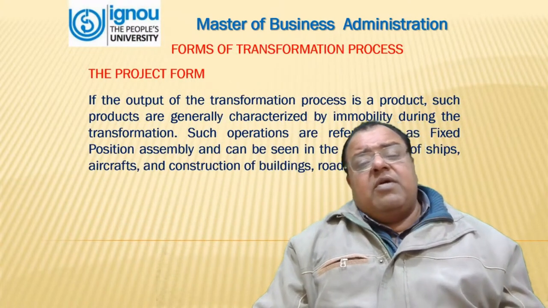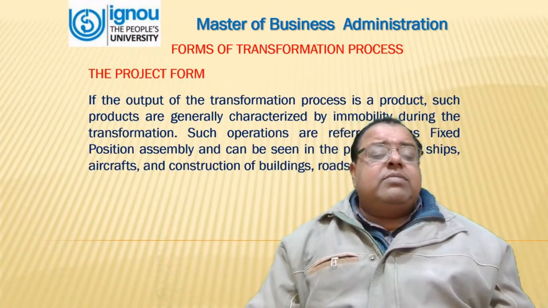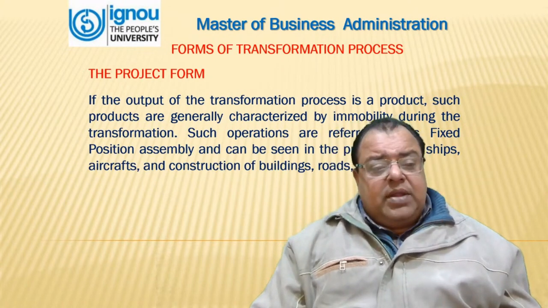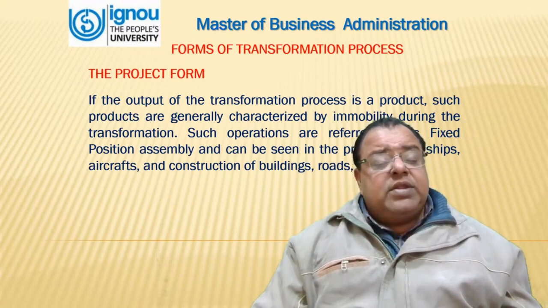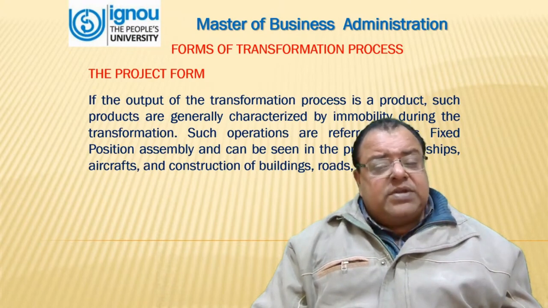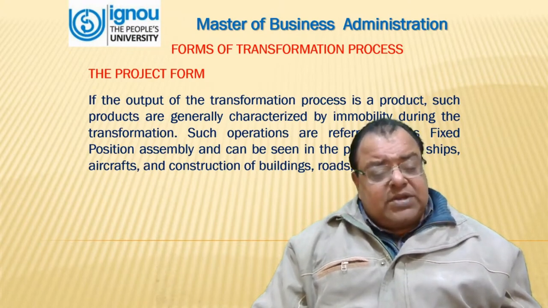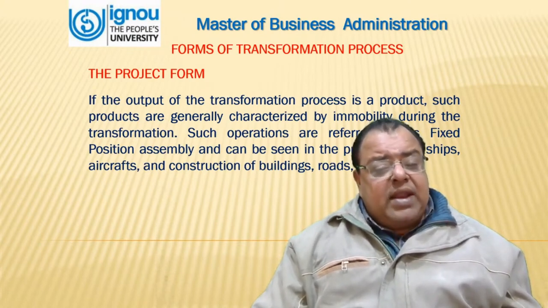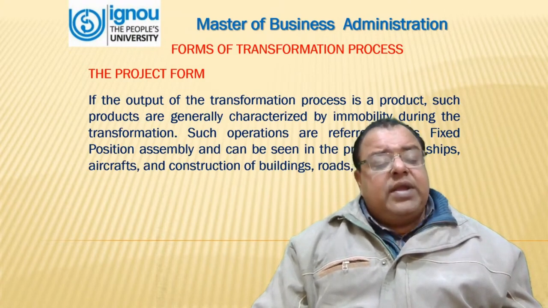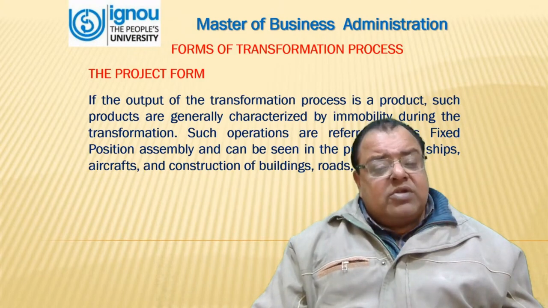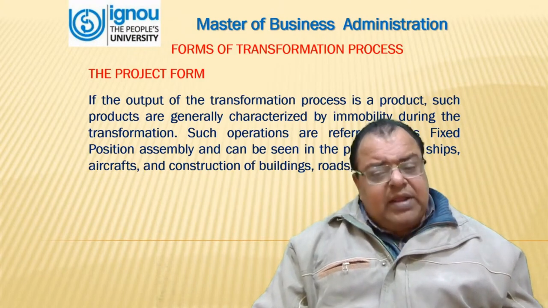What is the form of transformation processes in terms of project form? If the output of the transformation process is a product, such products are generally characterized by immobility during the transformation. Such operations are referred to as fixed position assembly and can be seen in the production of ships, aircraft, construction of buildings, and roads.